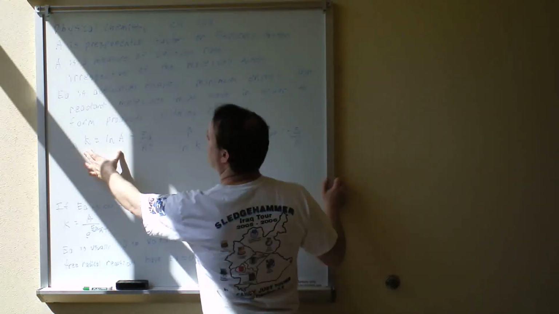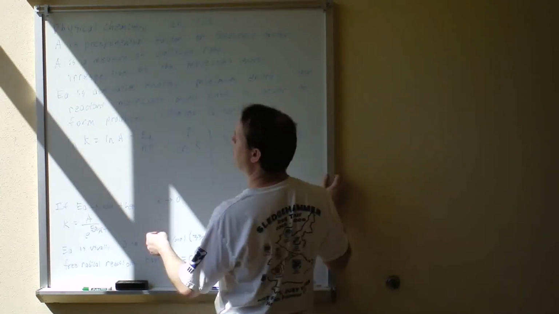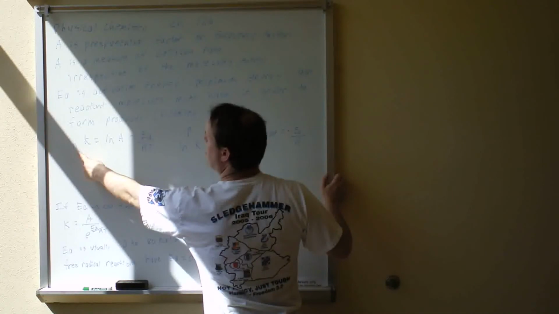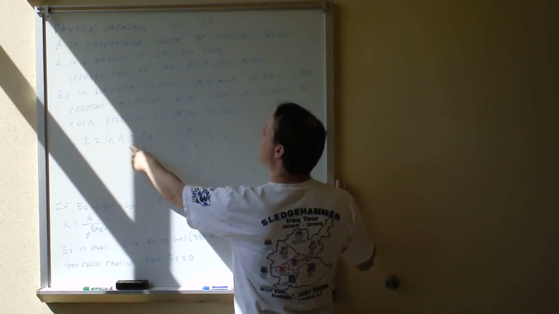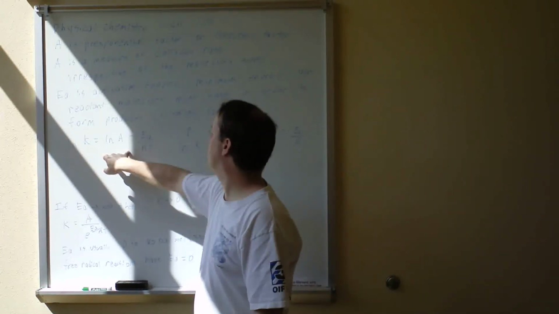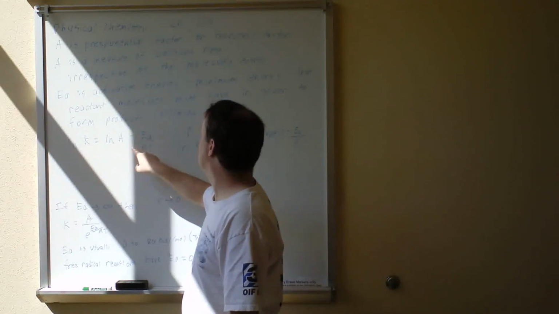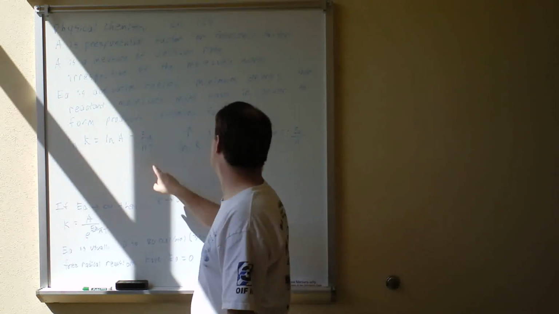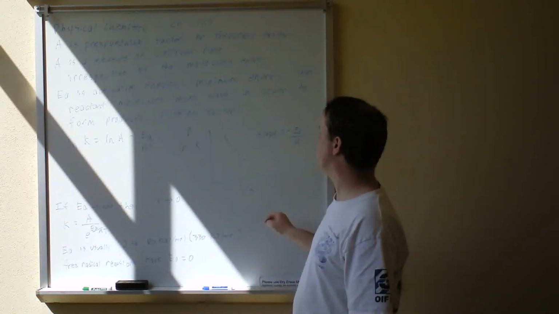Now, solving the Arrhenius equation, basically taking the natural log of both sides and solving for natural log of K, we get natural log of K equal to natural log of A minus EA over RT. So now what we have is a straight line, y equals b minus mx, basically. So we're graphing natural log of K against 1 over T.